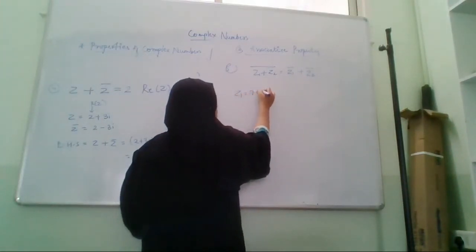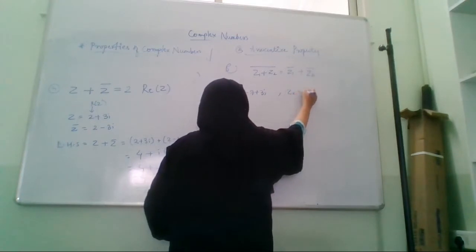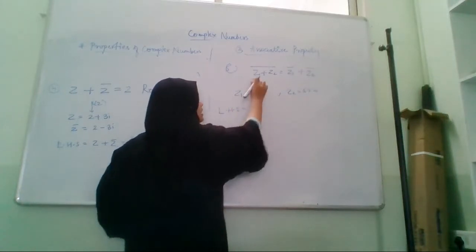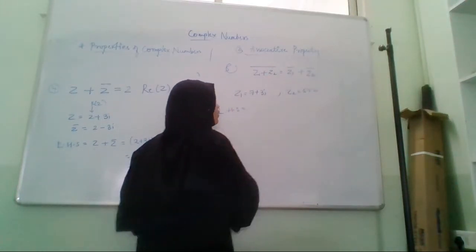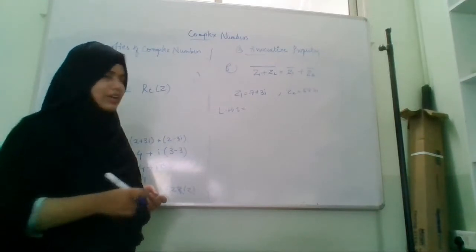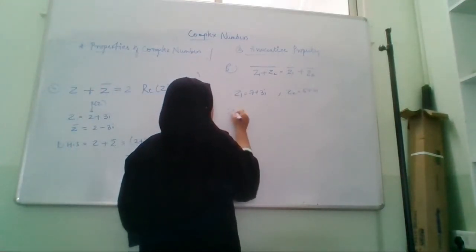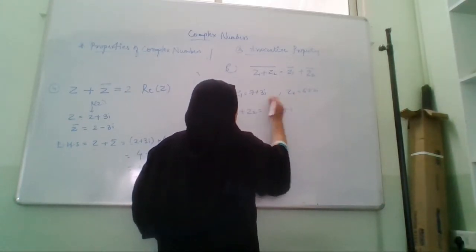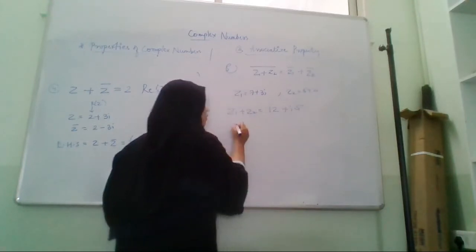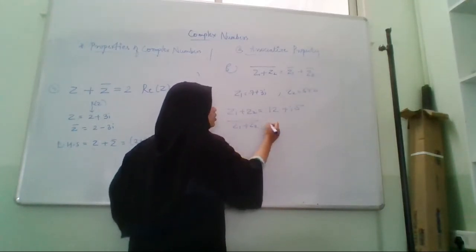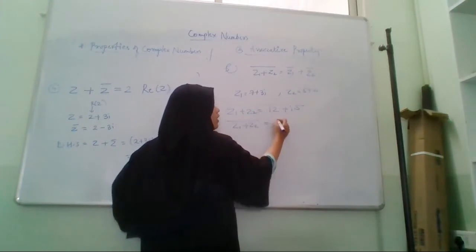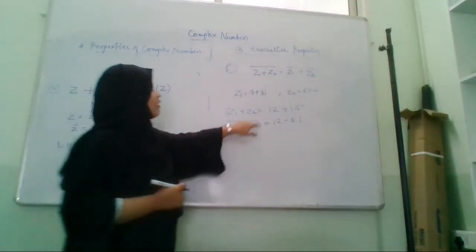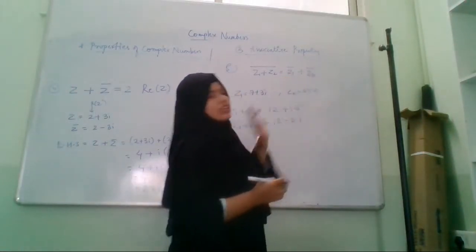Suppose Z1 is equal to 7 plus 3i and Z2 is equal to 5 plus 2i. So what is your LHS? LHS is Z1 plus Z2 whole conjugate. So first we will calculate Z1 plus Z2. 7 plus 5, 12. Taking i common, 3 plus 2, 5. And what will be Z1 plus Z2 whole conjugate? Its conjugate will be 12 minus 5i. Similarly, we require separate conjugates of Z1 and Z2.